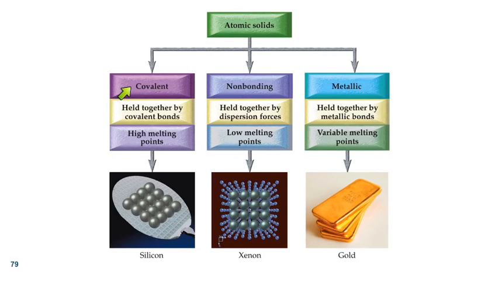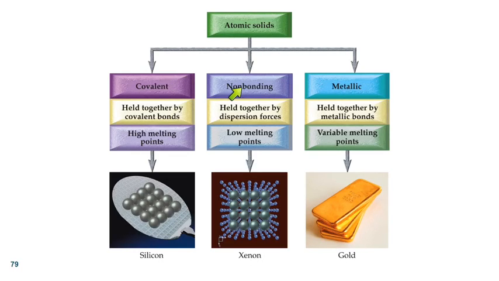There are covalent atomic solids, where the atoms are held together by covalent bonds. These are going to have high melting points. So silicon is an example of this. The silicon atoms are actually covalently bonded to each other. So a chunk of silicon is actually just one ginormous molecule. Diamonds are like this. The carbon atoms are covalently bonded to each other. A diamond is one giant molecule. Graphite is also a covalent atomic solid.